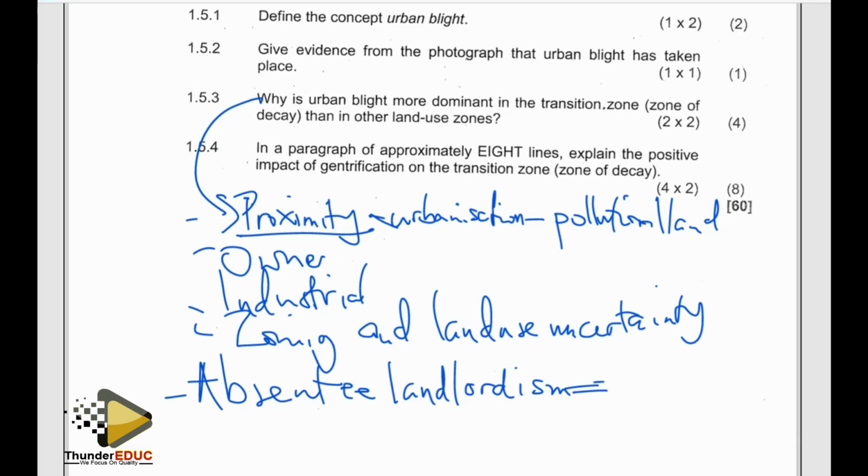absent. They don't stay in that zone, because people who own properties in that particular zone, most of them maybe they are affluent people who are rich. They are staying in the suburban areas. They are staying in the high income areas. And for them not being physically present on their premises, they tend to not pay much attention to the buildings.